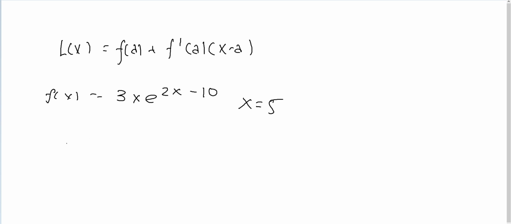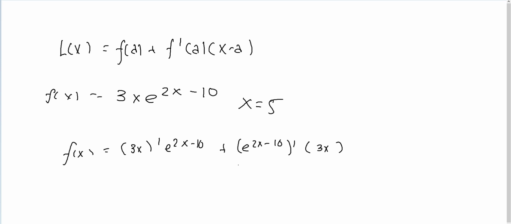exponent rule, my apologies. So we can say f prime of x is equal to 3x prime times e to the 2x minus 10, plus 3x times e to the 2x minus 10 prime. And so we know this is going to be 3 times e to the 2x minus 10 plus 2 times e to the 2x minus 10 times 3x.